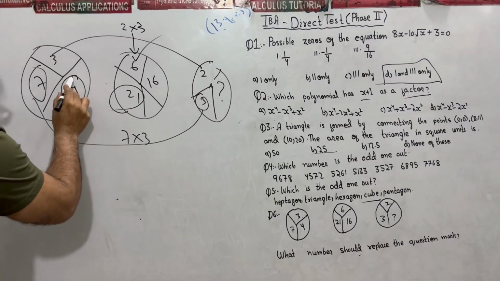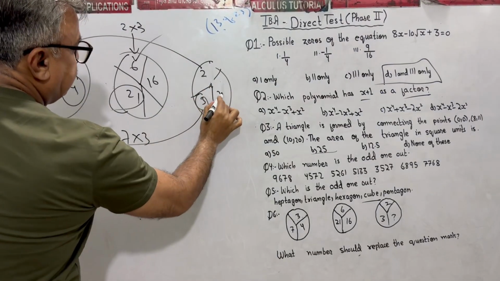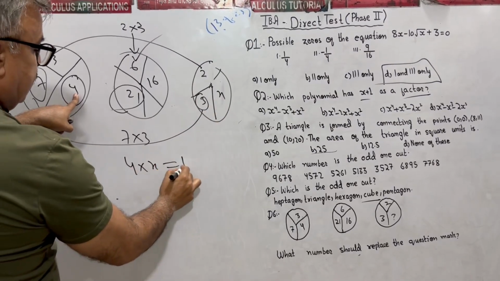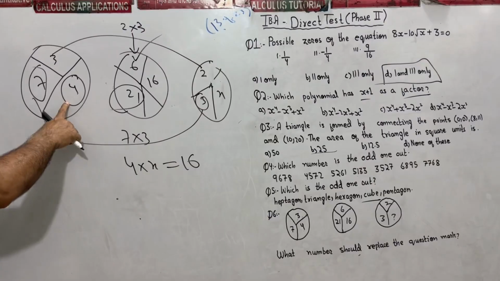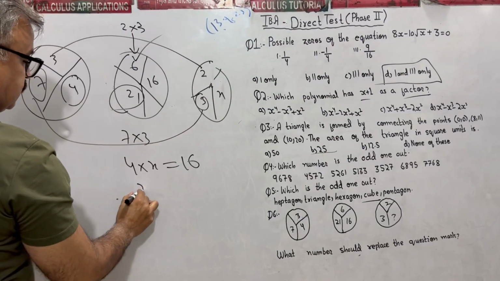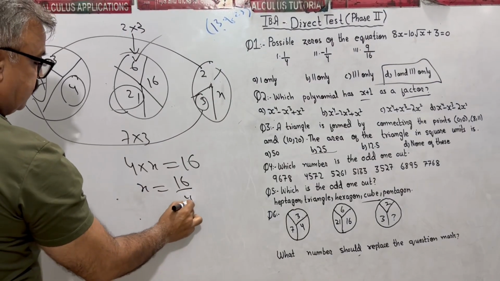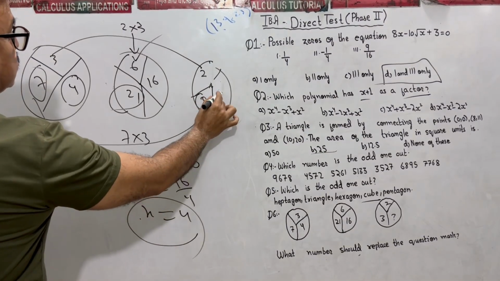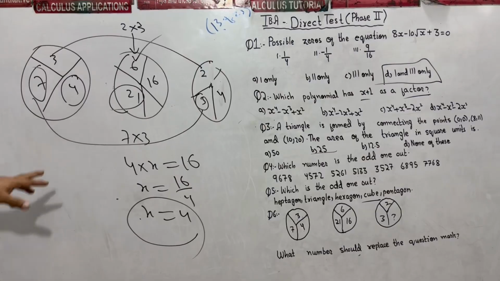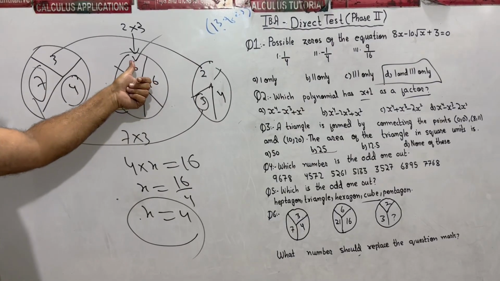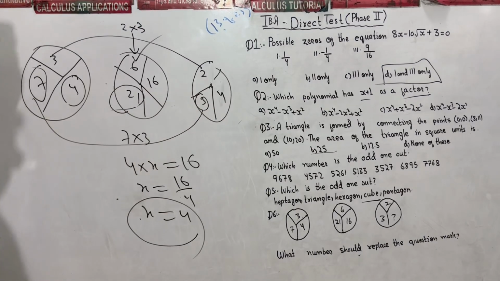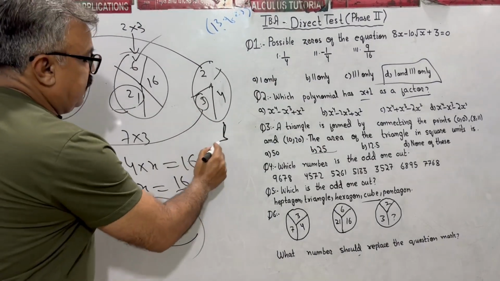Here it is 4. There should be x. 4 multiplied by x gives 16. Solve for x: 16 over 4, so x is equal to 4. The fill in the blank is 4. Again, one can verify: 2 times 3 is 6, got that. 7 times 3 is 21, got that. 4 times 4 is 16, got that. 4 is the required option in that case.